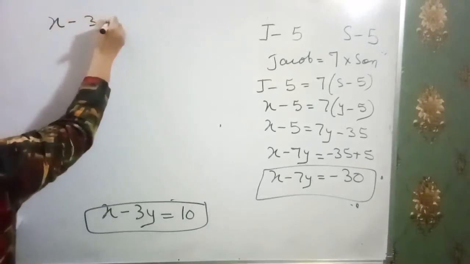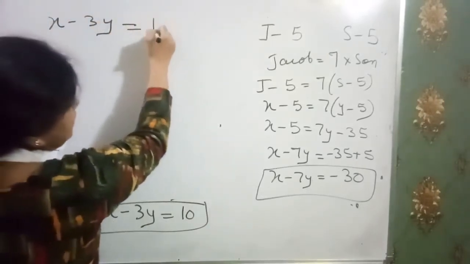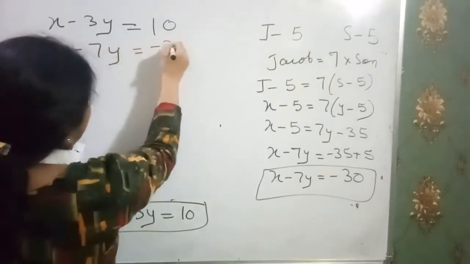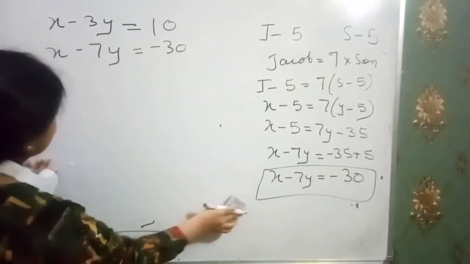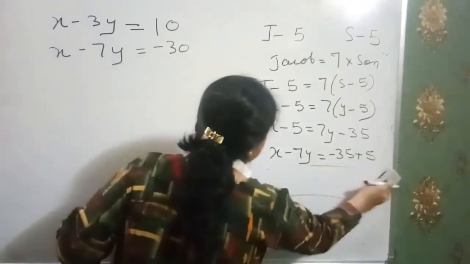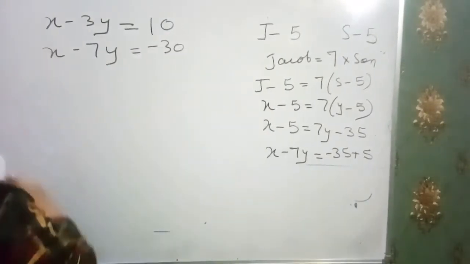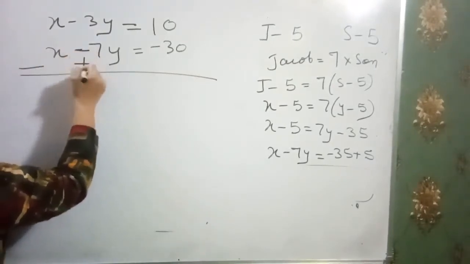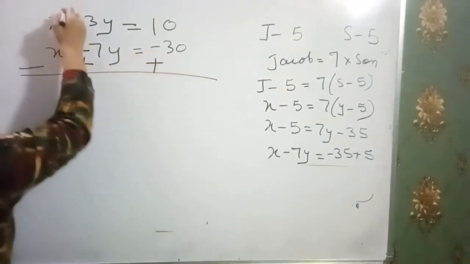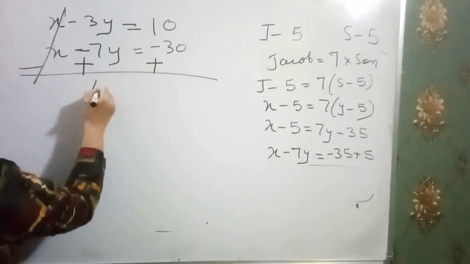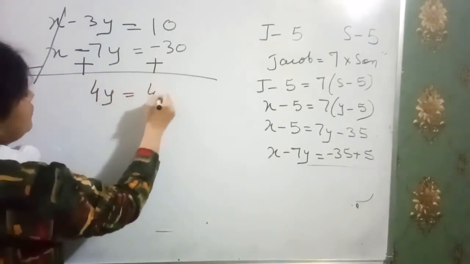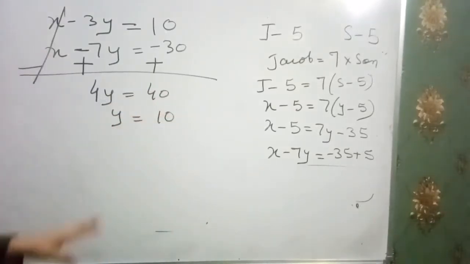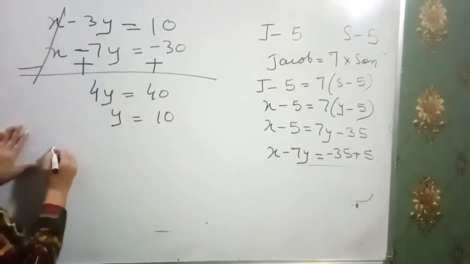x minus 3y is equal to 10. x minus 7y is equal to minus 30. So again we see that the coefficients of x are the same. So we just change only the sign. This is minus, so it becomes plus. This is minus, so it becomes plus. This cancels. We have 4y is equal to 40. So y is equal to 10. Okay. Now put the value of y in any of the equations.